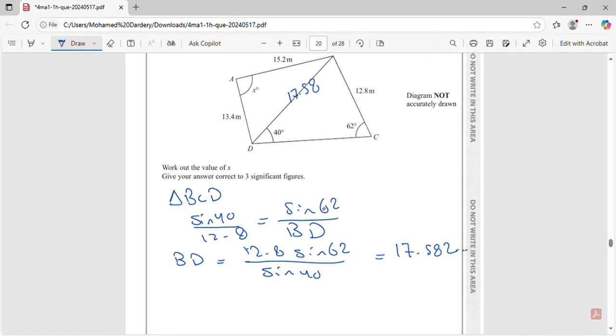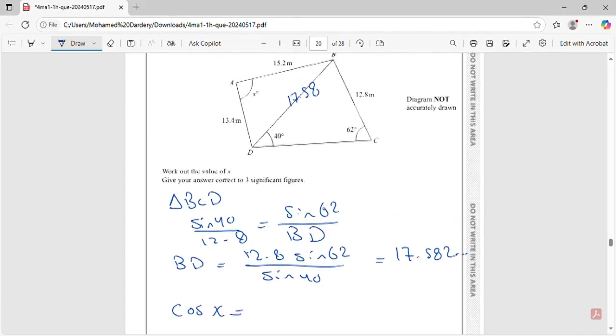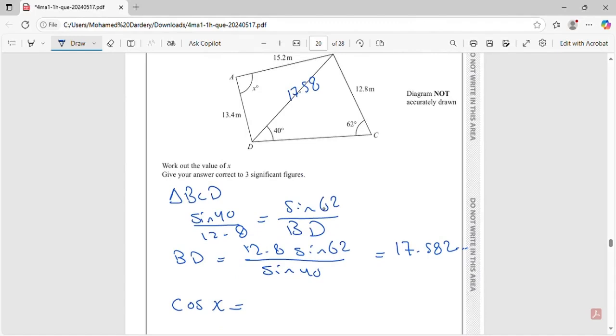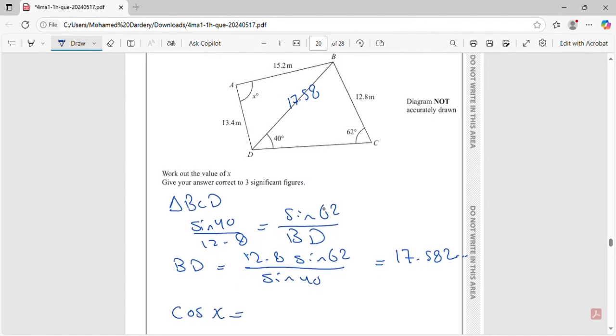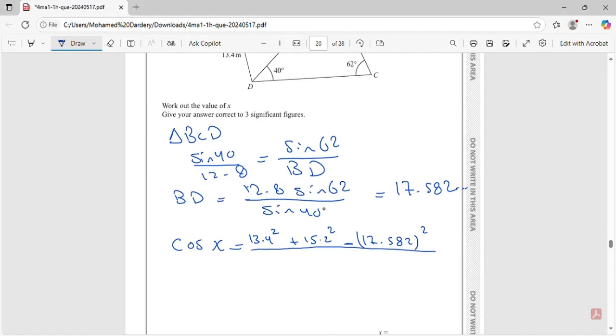And we know that the cosine rule in this situation will be: cosine x equals, of course, we have to apply 13.4 to the power of 2 plus 15.2 to the power of 2 minus the value 17.582, all to the power of 2, all of this divided by 2 multiplied by 13.4 multiplied by 15.2.